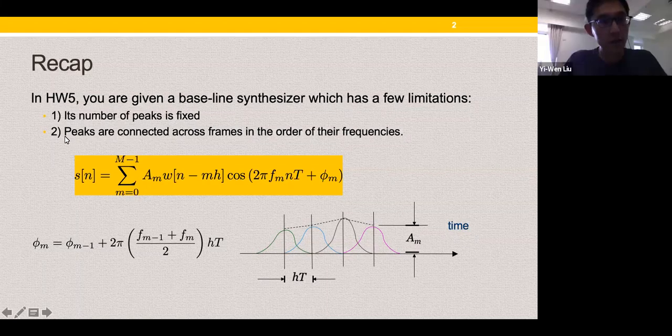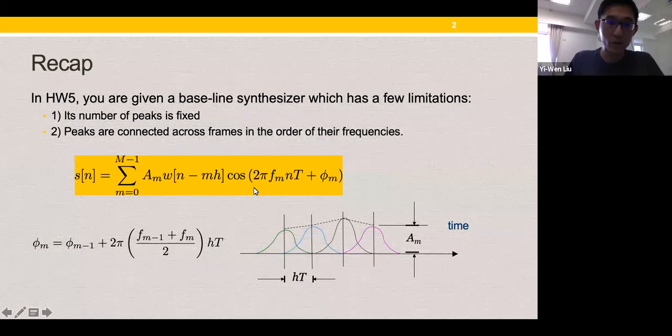Also, the baseline synthesizer sorts the peaks according to their frequencies, and so peaks are connected accordingly. Peak number 1 is connected to peak number 1 across the frames, lowest to lowest, highest to highest, just connected in that order. Last week I introduced this equation that we use in the baseline synthesizer. I remember one of you argued that the sorting is not a big deal, and the only difference is how exactly the phase of each trajectory is going to be updated.